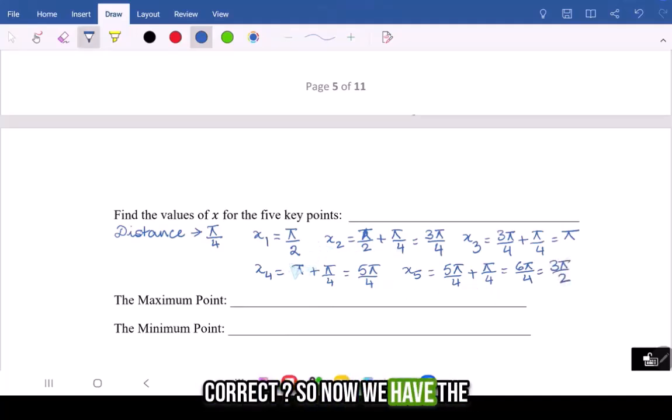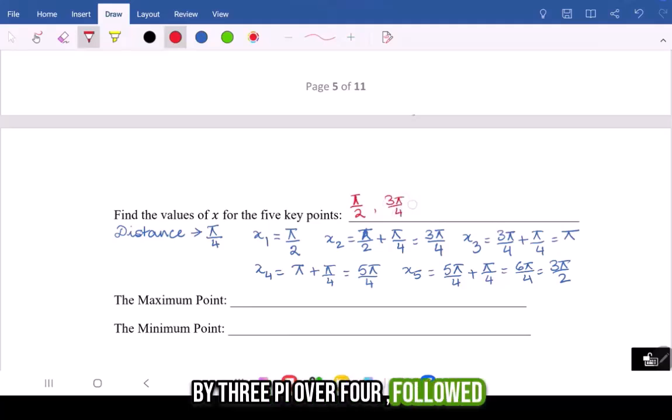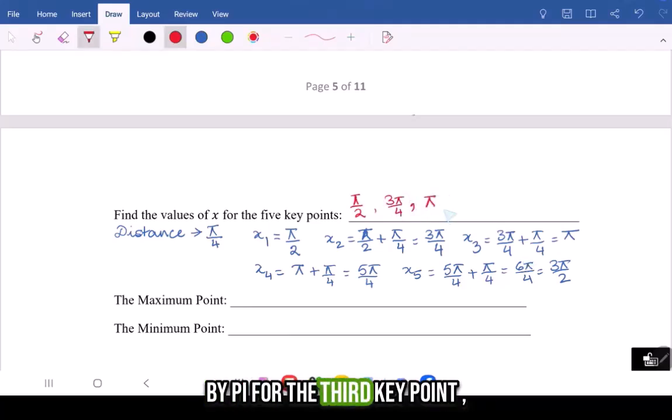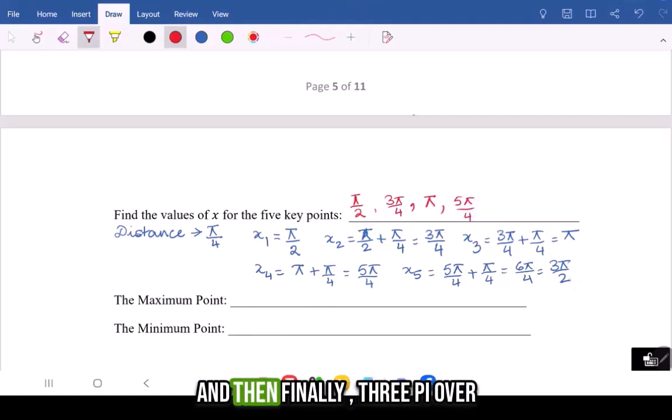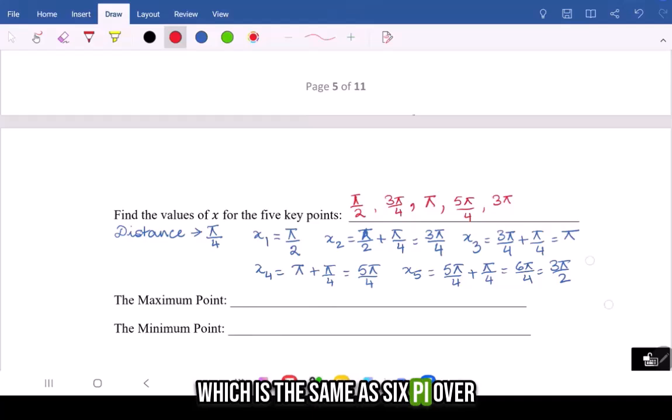So now we have the 5 key points. Let's write it down here. It's pi over 2, that's the first one, followed by 3 pi over 4, followed by pi for the third key point. Then we have 5 pi over 4, and then finally 3 pi over 2, which is the same as 6 pi over 4. So 3 pi over 2.